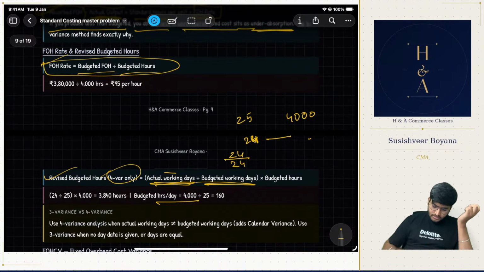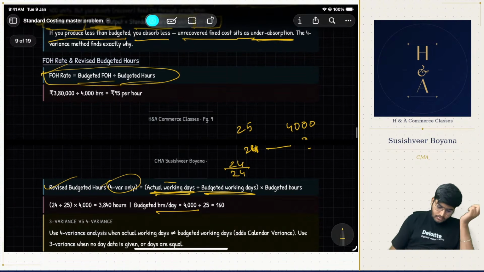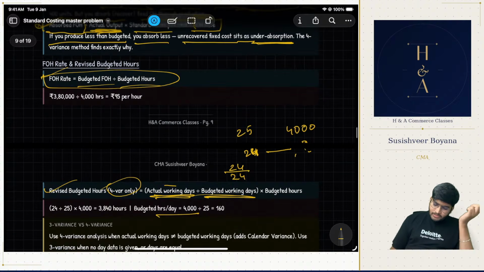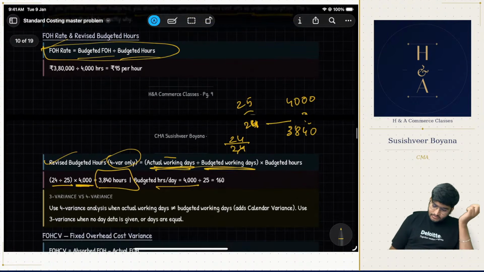Okay, pen is not working. How much should the budget be? It's obviously going to be around 24 by 25 into 4,000. That is going to be 3,840 for 24 days. These are the actual number of working days. This is the budgeted number of days. These are the budgeted hours.